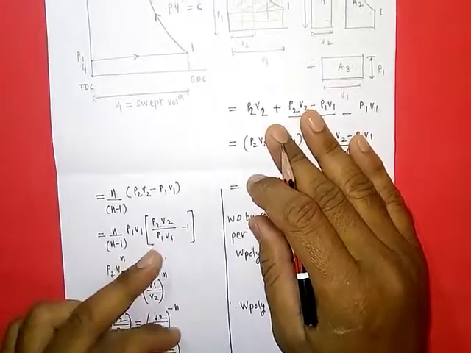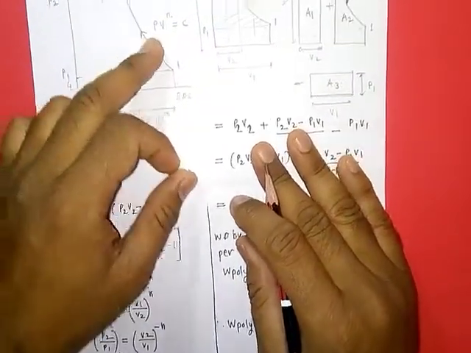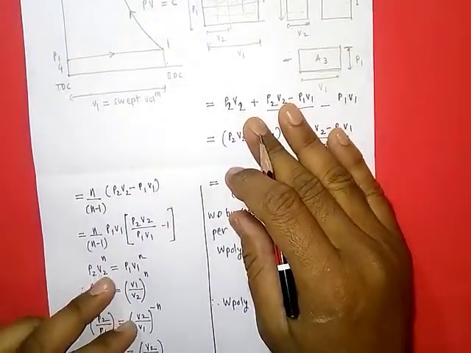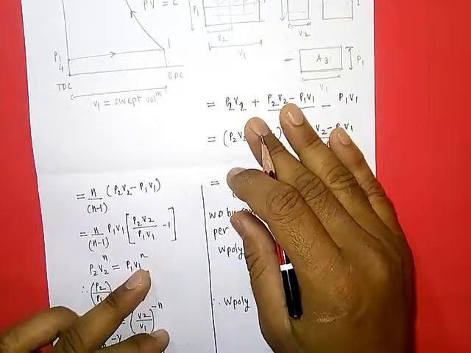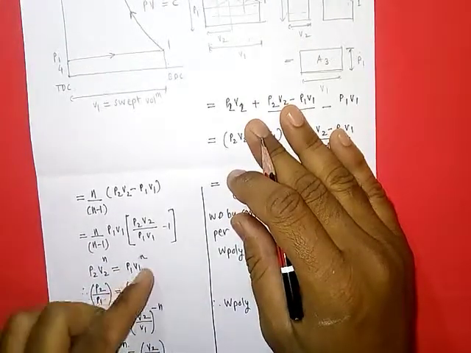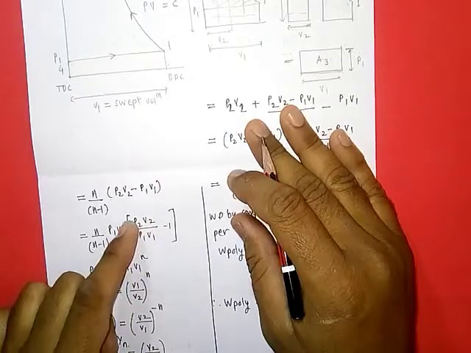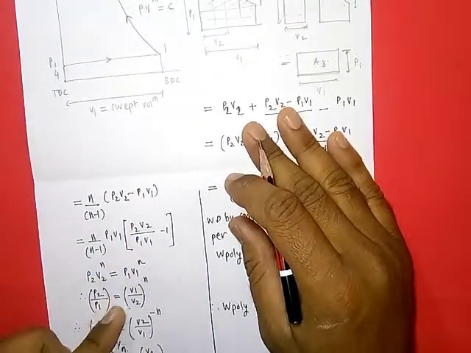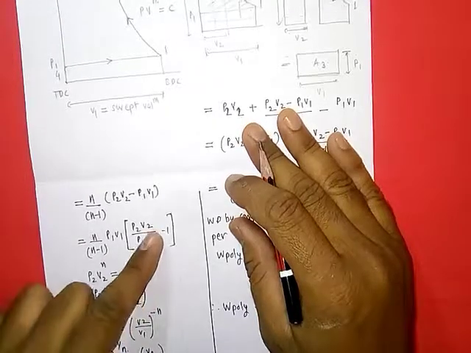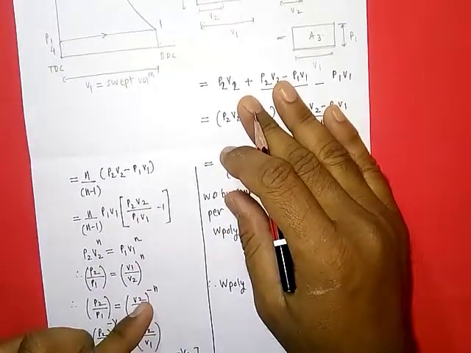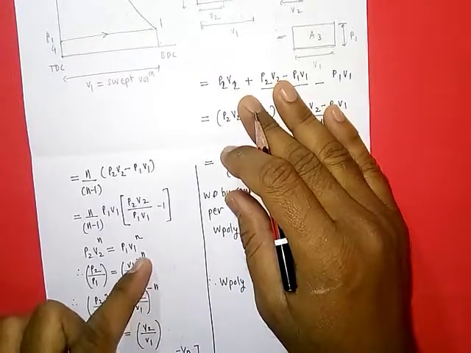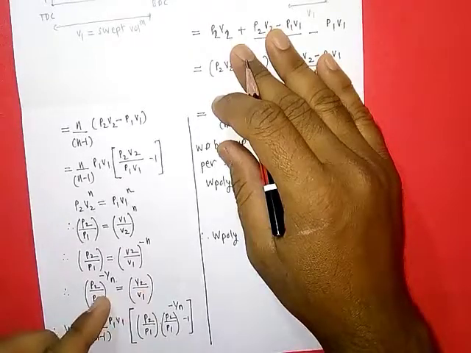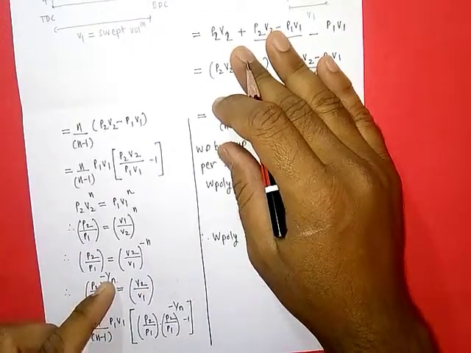Now this compression is according to the polytropic process PV^n, and for that we can write P2 V2^n = P1 V1^n. Then we want to replace V2 by V1 in terms of pressure ratio. So P2/P1 = (V1/V2)^n. Here this is V2/V1, so the plus becomes minus, and V2/V1 becomes (P2/P1)^(-1/n).